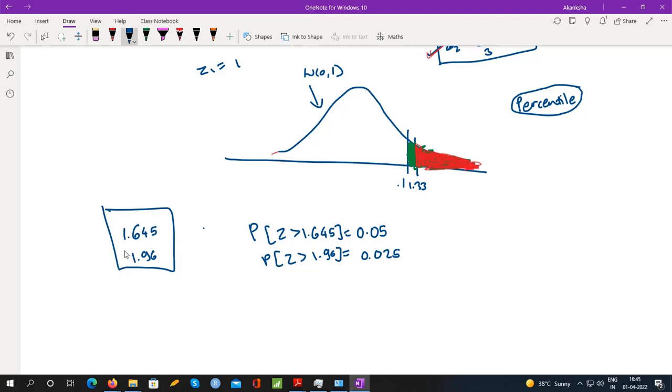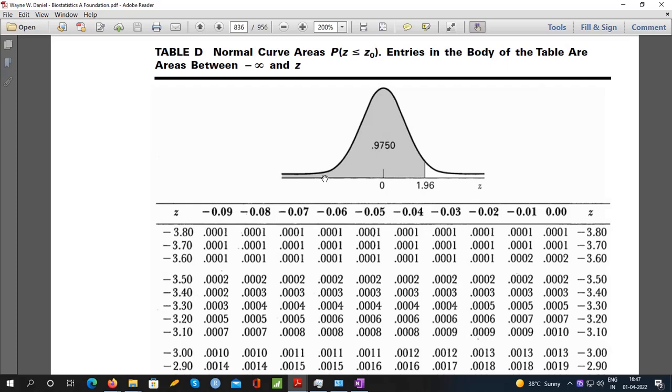Okay. Now, let me show you the normal tables, how they look and how we are supposed to use them. So, there are different types of tables. I have opened one particular normal table where they are giving this shaded region. For 1.96, the area under this curve in the shaded part is 0.975.